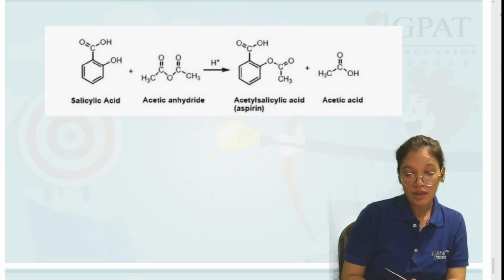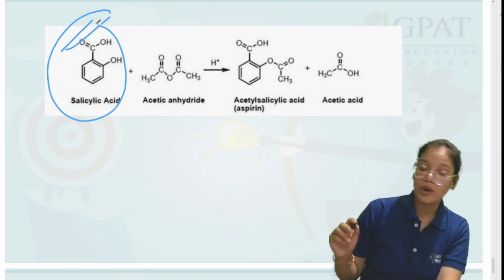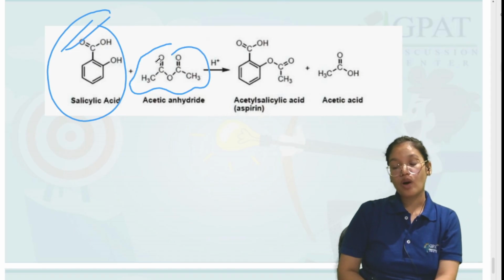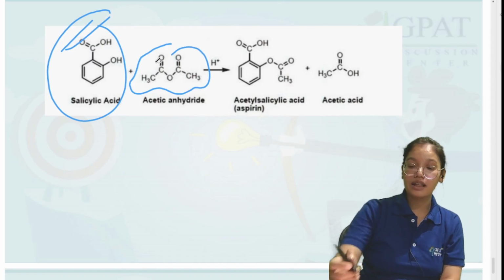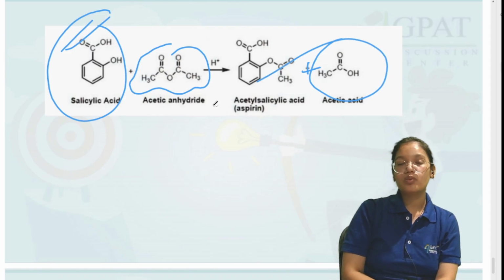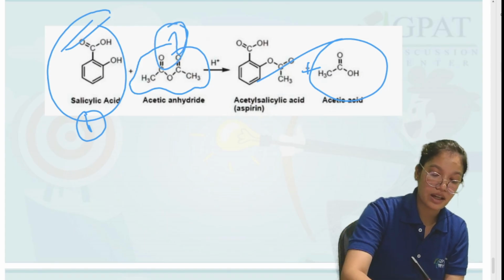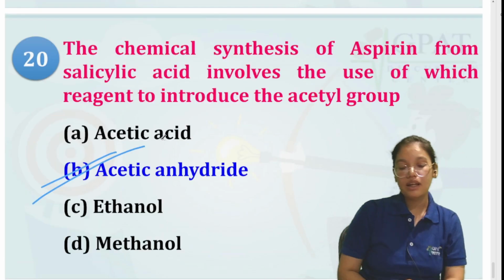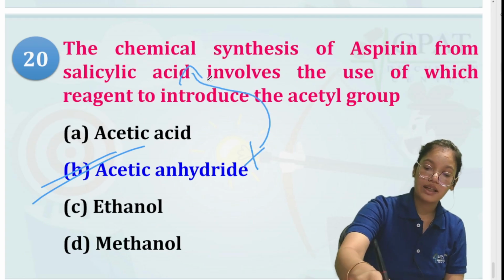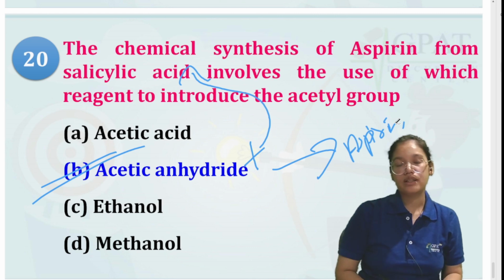So basically this is the reaction. Salicylic acid, when in combination with acetic anhydride, forms acetylsalicylic acid, and then acetic acid is removed. So the second reagent that we use along with salicylic acid is acetic anhydride. So B is the answer. That is the acetic anhydride that we use with salicylic acid to form aspirin. Okay, so this is the answer.